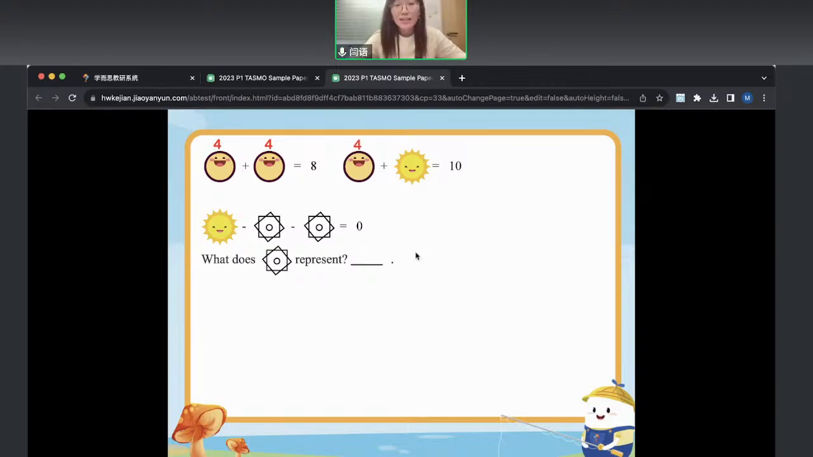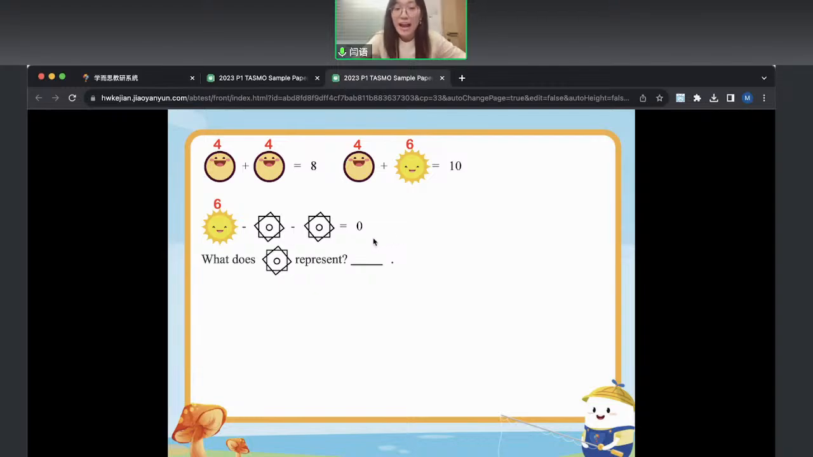And after that, let's have a look. We move on to the second equation. The smiling face plus the sun equals 10. So what about the sun? The sun is 6. Again, as long as you figure out the value of the sun, try to write it down. Write down 6, okay? And can you find some other suns in this question? Look, also label it. Do remember to label, okay? Write down 6. Now we can get 6 minus the special shape equals 0.